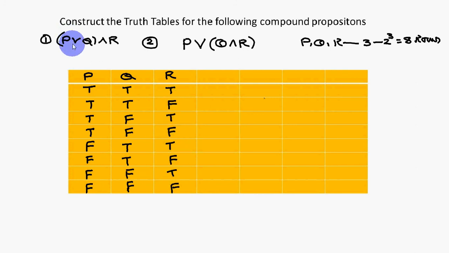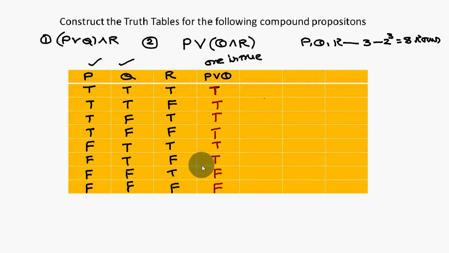The first one is P or Q, and R. First frame P or Q. What does or stand for? At least one should be true. Therefore this is true, this is also true, this is also true, this is also true, this is also true, this is also true. These two are not true. That means the first six are true and the last two are false.